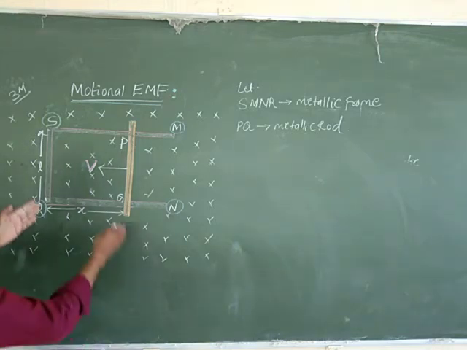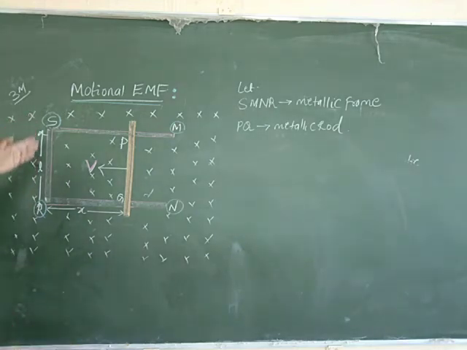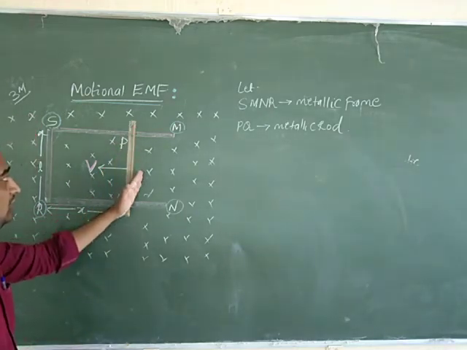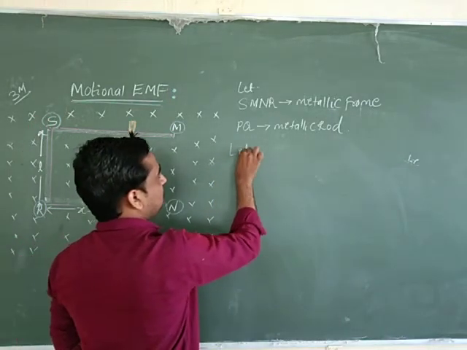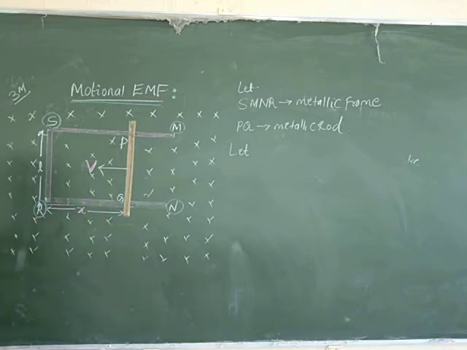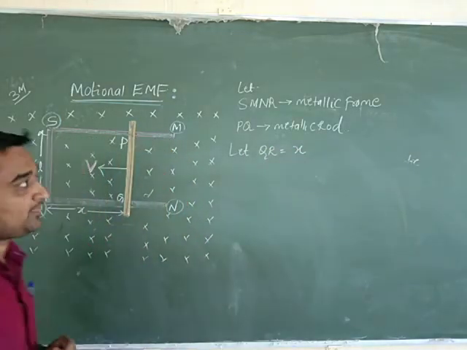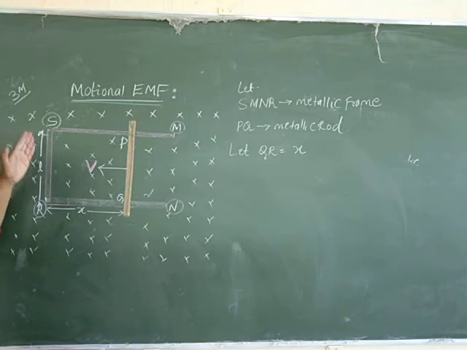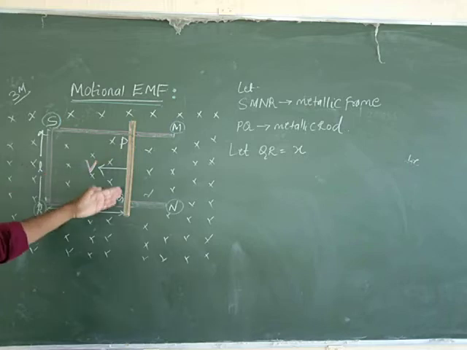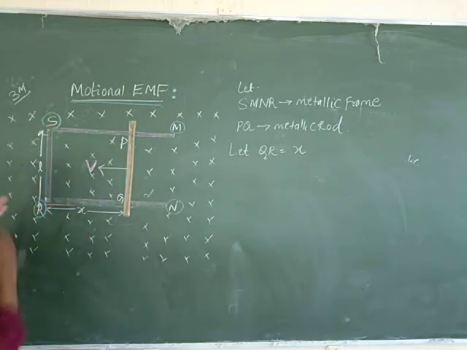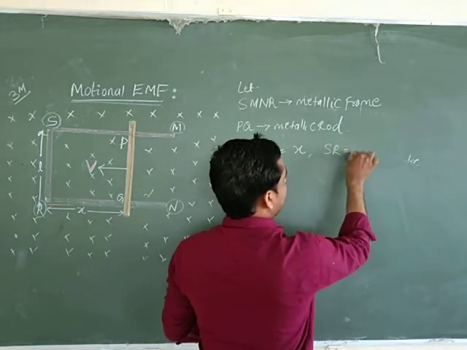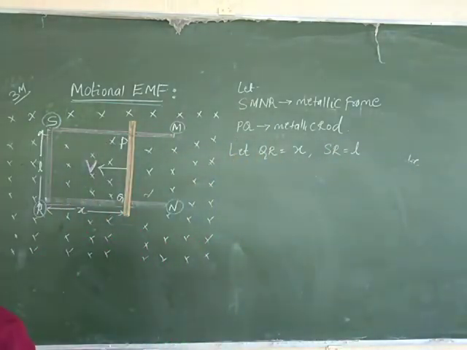Now the distance of the rod PQ from one end of the metallic frame, that is from SR, we can write as QR equal to X. That is the distance of the rod from SR. And the length of the rod is equal to L. PQ is equal to, or SR is equal to L. That is the length of the rod.